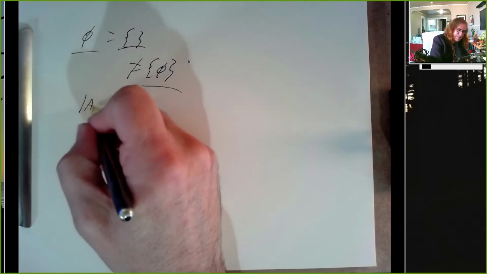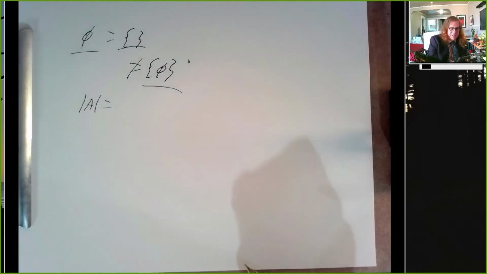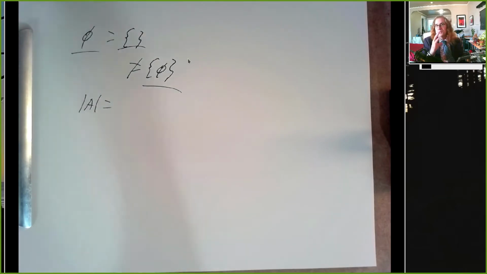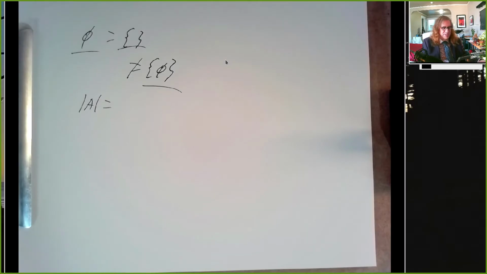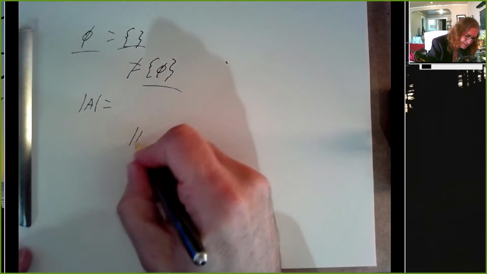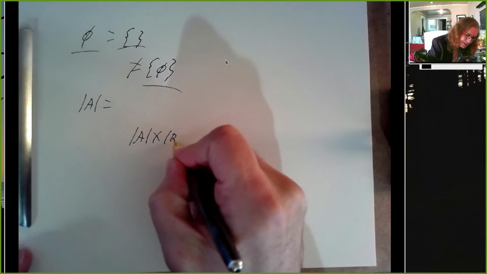And we can talk about cardinality of a set. And if that's a finite set, it's the number of elements in the set. If it's not a finite set, we're not going to talk about the cardinality for the final. So don't worry about the weird cardinality stuff, Aleph naught, all of that. Cartesian products, so that's where you basically take ordered pairs.